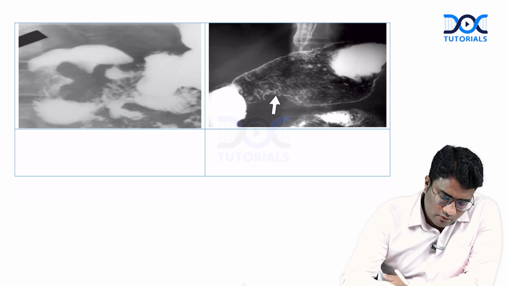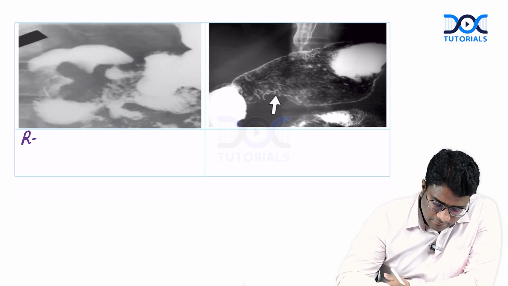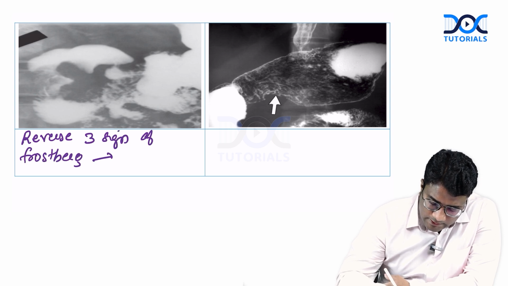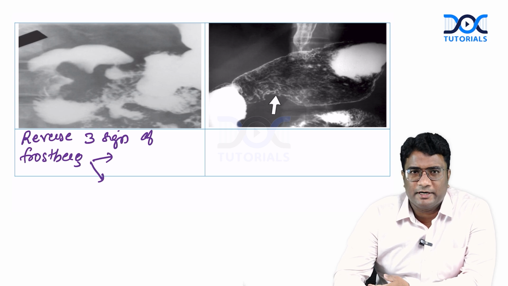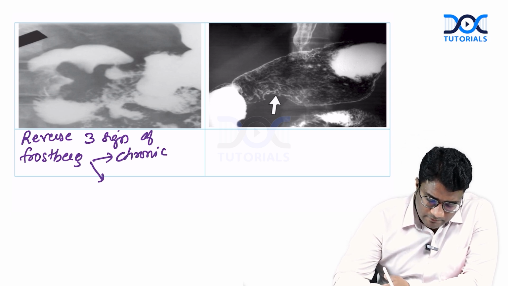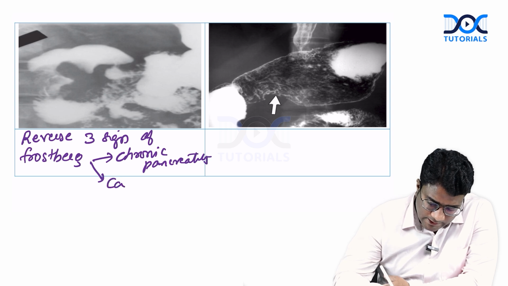And look at this image. What is this image showing you? A reverse 3 sign of Frostberg. And this reverse 3 sign of Frostberg is seen in two conditions. What were the two conditions? One is chronic pancreatitis because of fibrosis, and which is the other condition we learnt? It is in CA head of pancreas.